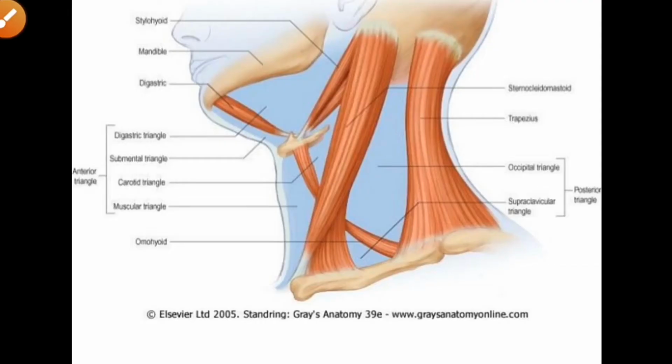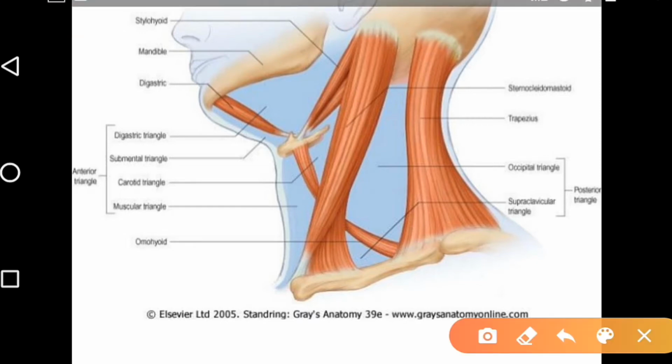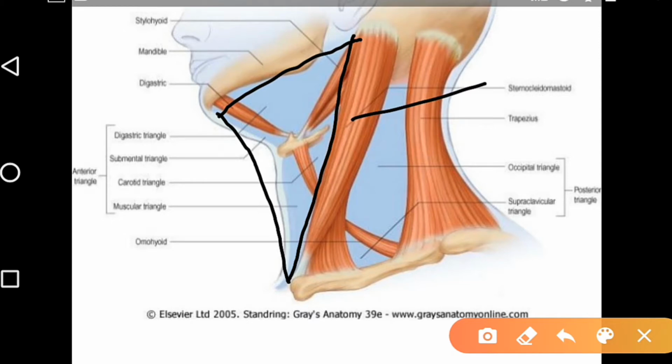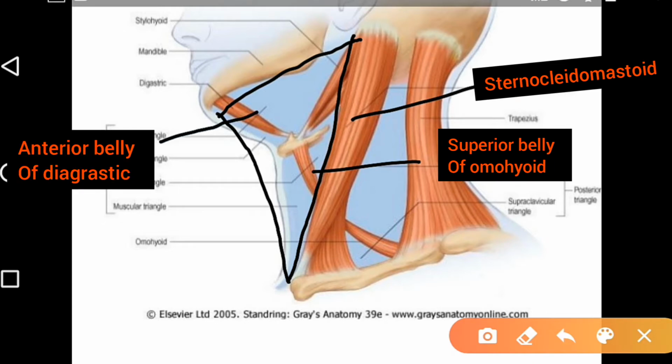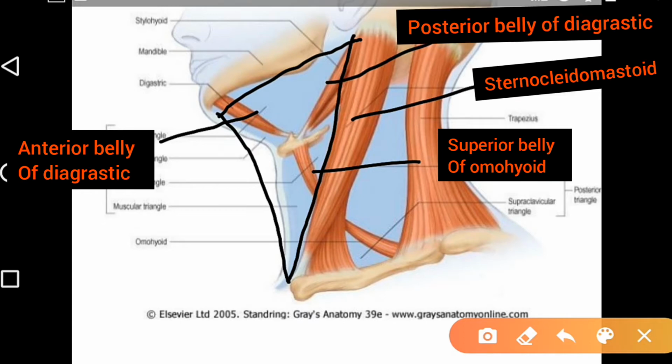Hello guys, in this video we're going to talk about the anterior triangle of neck. Here's the anterior triangle of neck, as it is formed by the sternocleidomastoid muscles, the midline of the neck, and also the base of the mandible. So this forms the anterior triangle of neck, and this is the sternocleidomastoid muscle, and this is the superior belly of omohyoid muscle, and here is the anterior belly of digastric muscle, while this is the posterior belly of digastric muscle. So these are the muscles.